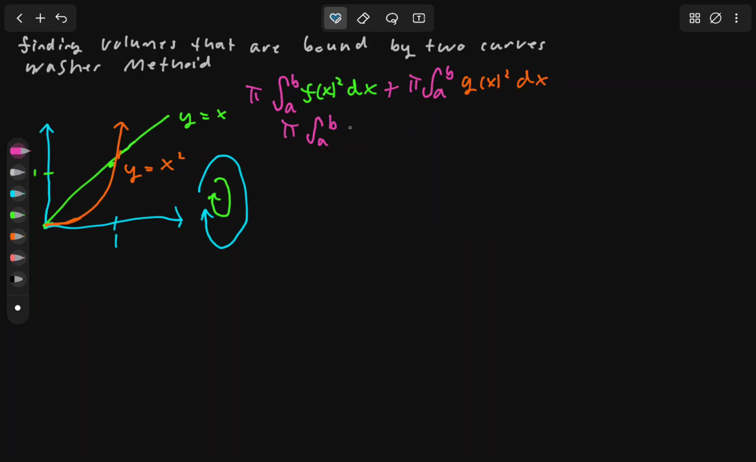of a to b of the outside function, which I'm still going to do in green, hopefully, f of x squared plus g of x squared dx. And I really wanted to say minus for all of this. Messed up a little there, but that's okay. So really we're taking the bigger area and then subtracting the lesser area from it.